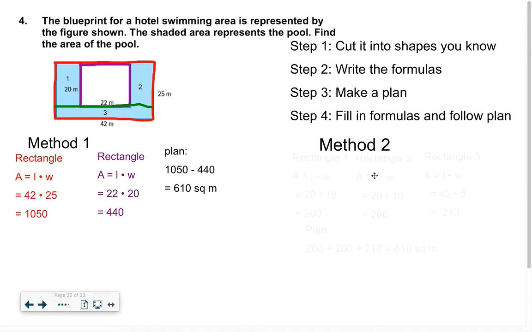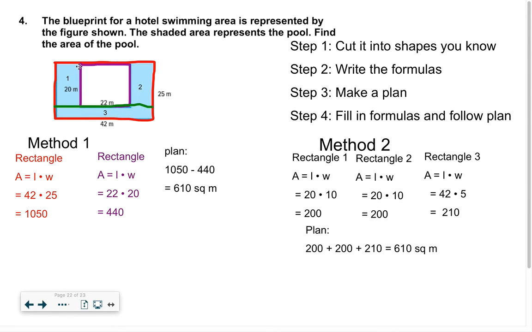So as you'll see here, for rectangle 1, I used 20 centimeters by 10. I figured out that this was 10 because I know this is 22 and the entire thing is 42. So there must be 10 over here and 10 over there. So this is a 20 by 10, which I did right here. 20 times 10 got me 200.